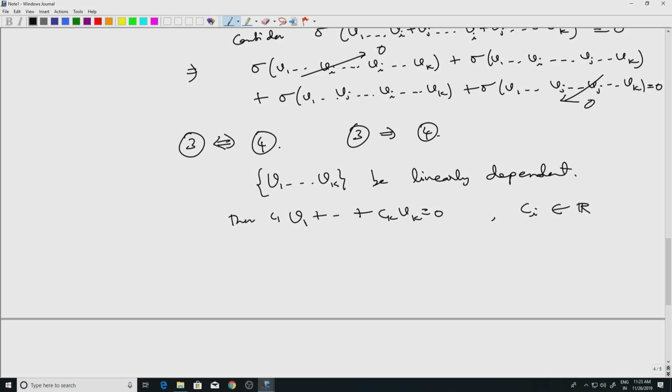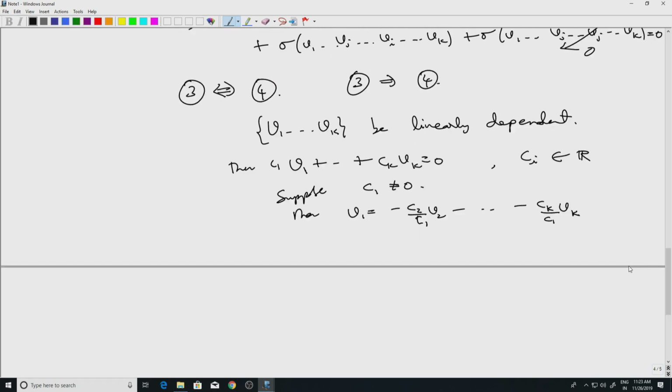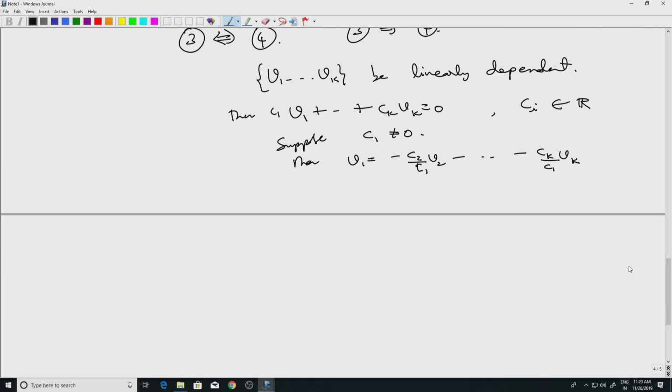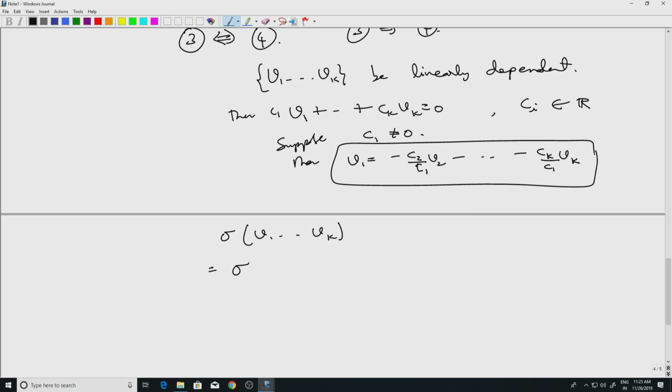So suppose, just for convenience, let me take C1 not equal to 0. Then I can write V1 as a linear combination of the others: minus C2 by C1 V2 minus up to CK by C1 VK. And then once I have this, I evaluate sigma V1 up to VK. Instead of V1, I plug in this linear combination, and here I would still have V2 up to VK.